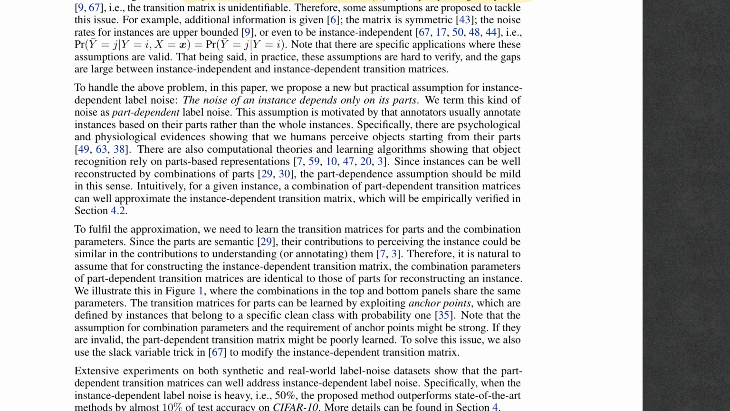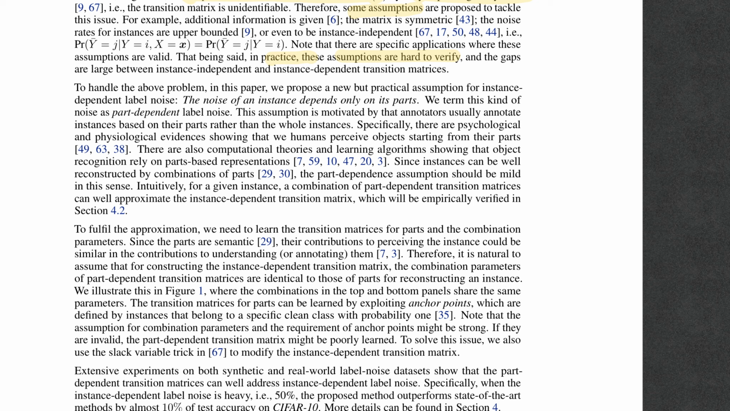Therefore, they mentioned that in the literature, some simplifying assumptions have been common to make the problem more straightforward, such as having access to additional information, having a symmetry assumption for the matrix, having upper bounds for the noise rates for instances, or even being instance independent. It is mentioned that in practice, such assumptions are hard to verify.